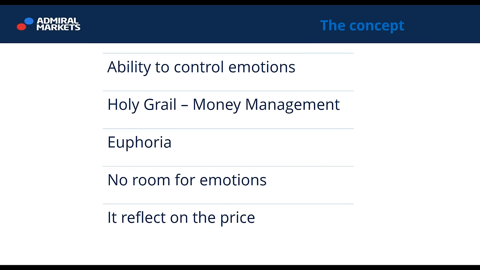So the main concept and absolutely the most important thing in Forex trading and the holy grail of forex trading is money management. Point. Whoever tells you differently, whoever tells you differently, is wrong. Okay.